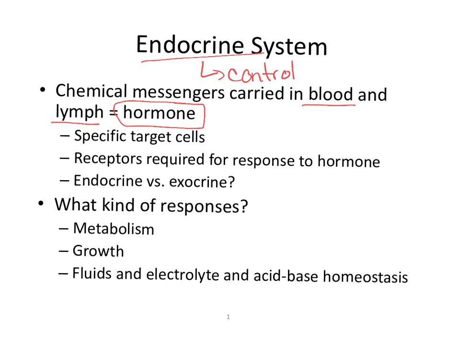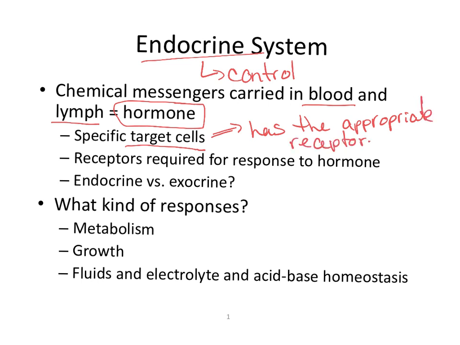Now, hormones can only cause effects on target cells, and the thing that makes a cell a target cell is that it has the appropriate receptor. So the receptors are absolutely critical for the response to the hormone because that is what the hormone will dock into, and the receptor and the hormone together will cause some change in the cell.